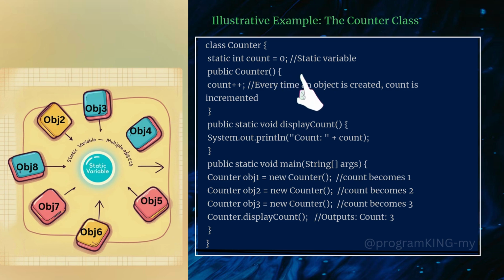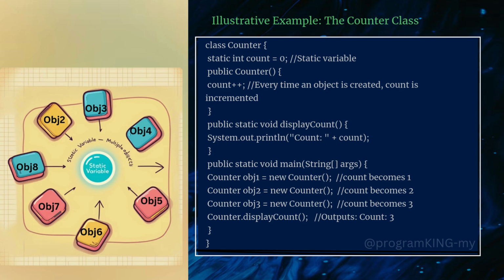The displayCount method is static as well, so it can be called without creating an object of the class. It simply prints out the current value of count. Let's break it down. We create 3 objects of counter: obj1, obj2, and obj3. Each time a new object is created, the static count is incremented. So, after creating 3 objects, the count variable has a value of 3, and when we call counter.displayCount, it outputs count:3.